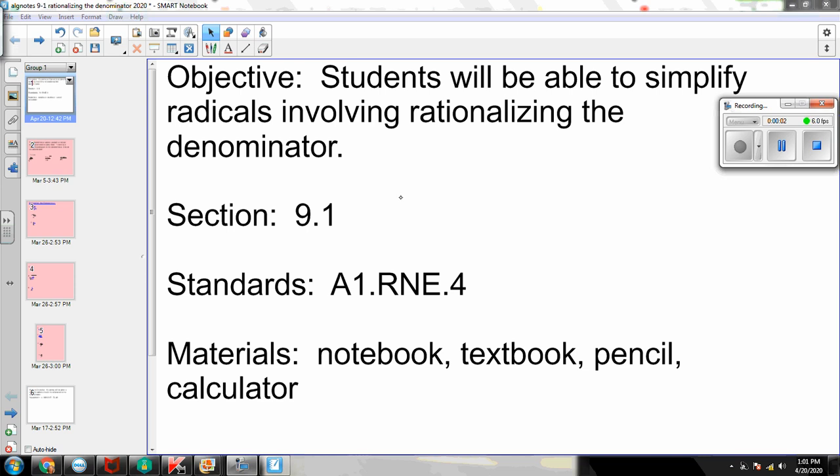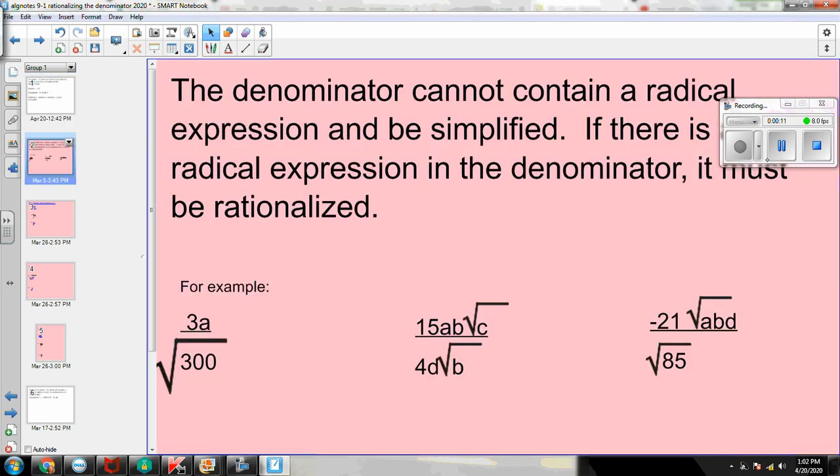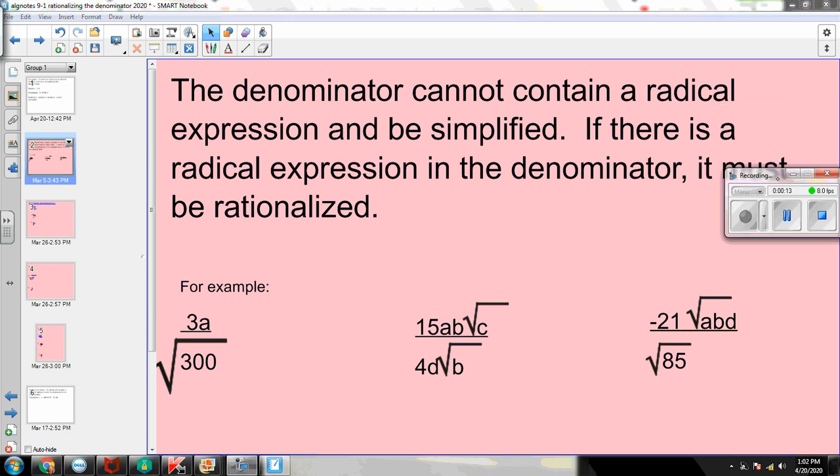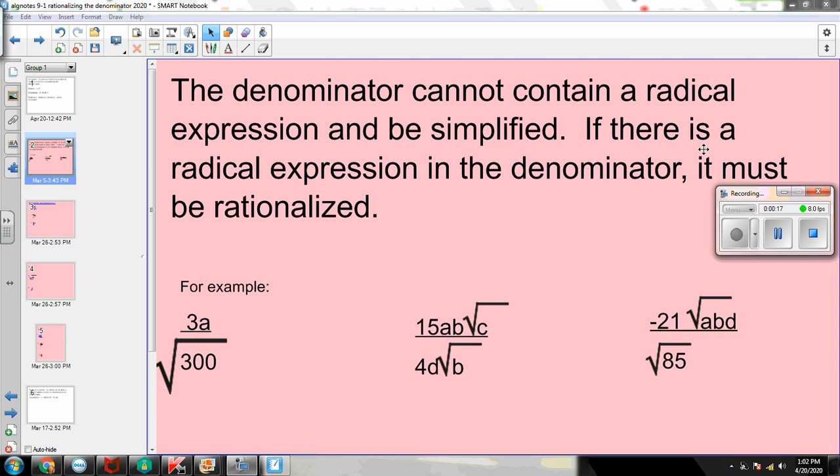Today our objective is to be able to simplify radicals involving rationalizing the denominator. This is Chapter 9, Section 1. When we simplify radicals, the denominator cannot contain a radical expression and must be simplified. If there is a radical expression in the denominator, it must be rationalized. So we call it rationalizing when we get rid of the radical sign in the denominator.